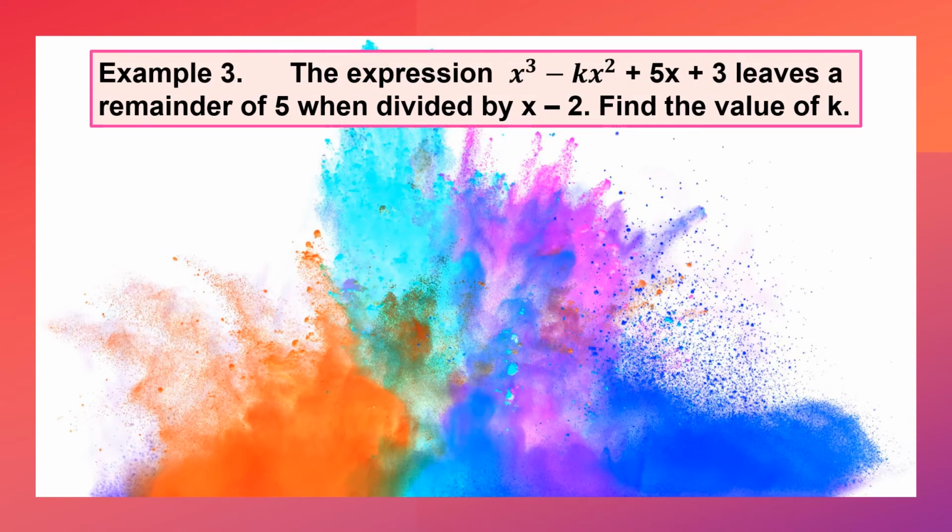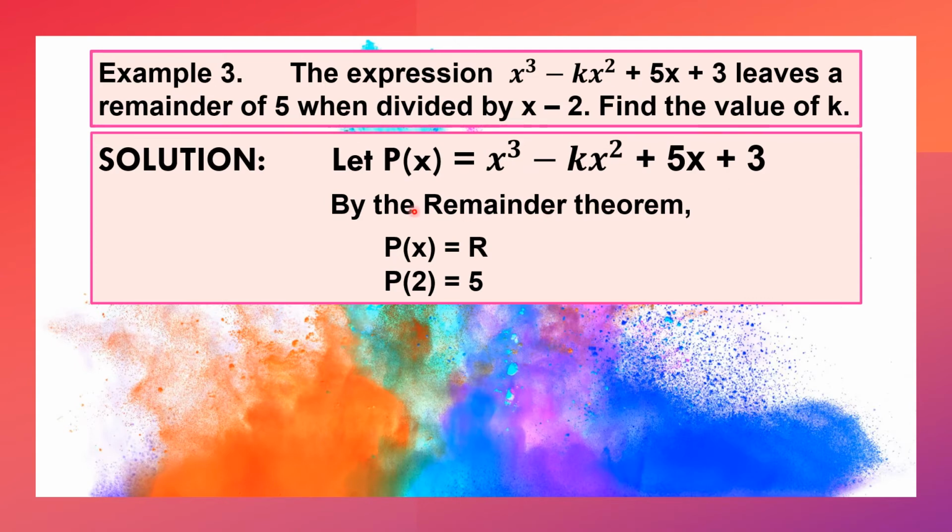Let's have example number 3. The expression x cubed minus kx squared plus 5x plus 3 leaves a remainder of 5 when divided by x minus 2. Find the value of k. So for the solution, we let p of x equals x cubed minus kx squared plus 5x plus 3. And by the remainder theorem, we have p of x is equal to our remainder.